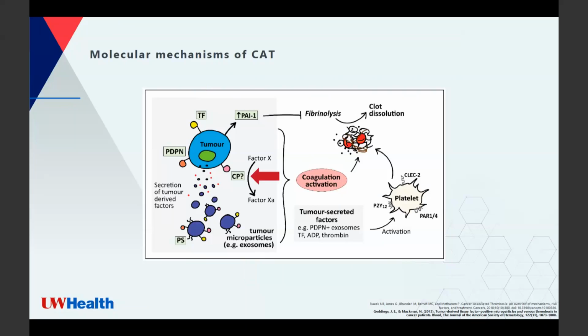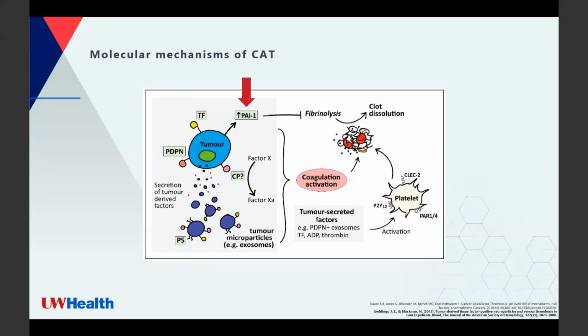Another possible contributor to cancer-associated thrombosis is cancer procoagulant, or CP, which is found almost exclusively on malignant cells. CP is a cysteine protease that activates factor 10 without needing factor 7 and is believed to contribute to increased thrombosis risk. Tumor cells may also express podoplanin, which can bind to platelet receptors to cause platelet activation and aggregation. This is known as tumor cell-induced platelet activation.